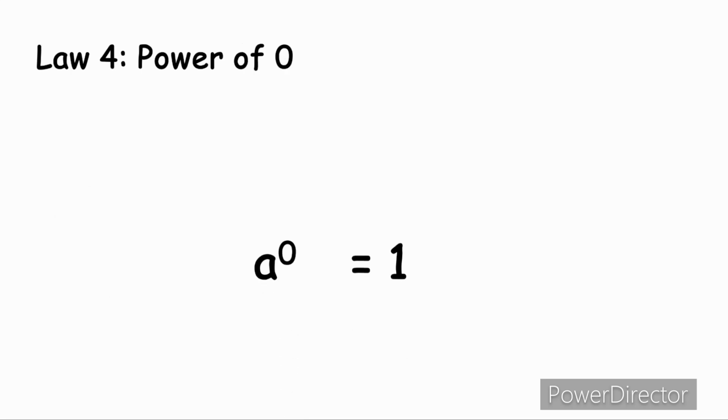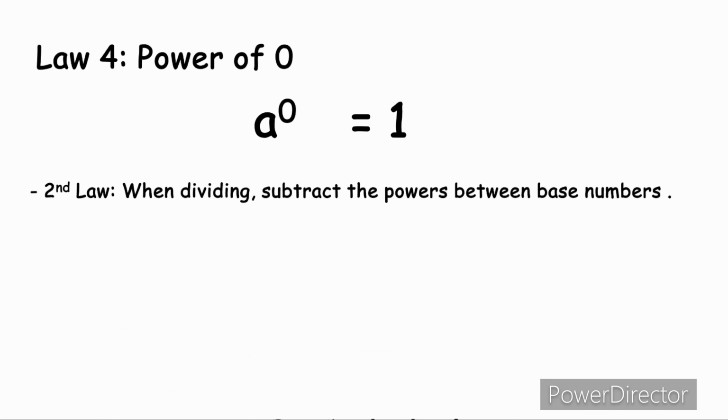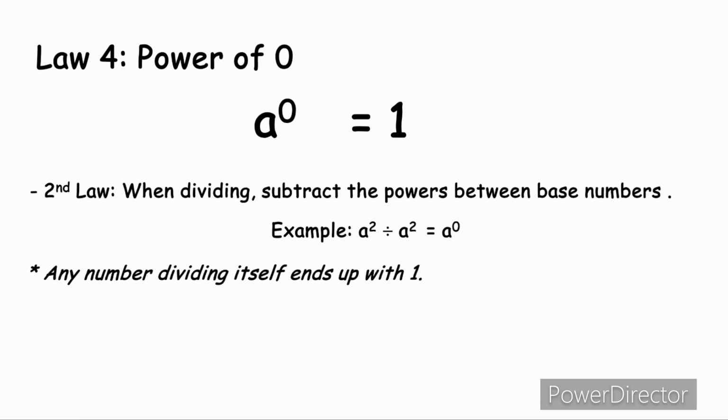Fourthly, any base to the power of 0 equals 1. For this one we can use our second rule as reference. A to the power of 2 divided by a to the power of 2 equals a to the power of 0, as the difference in powers of 2 bases is 0. However, we need to remember that any number divided by itself is always equal to 1. In this case, a to the power of 2 divided by itself makes a to the power of 0, meaning it equals 1.